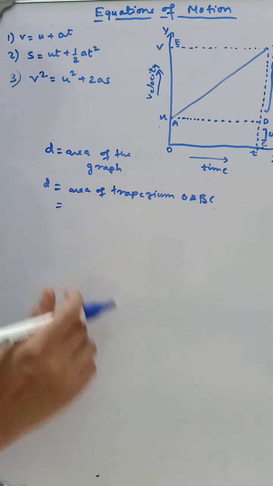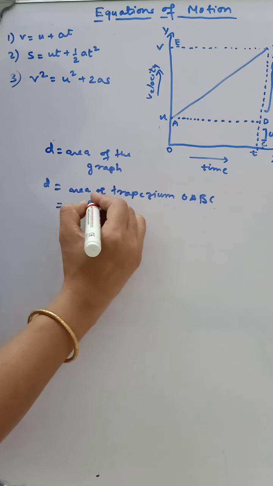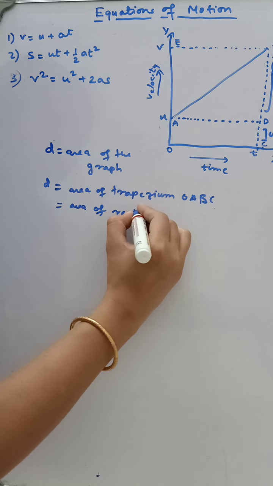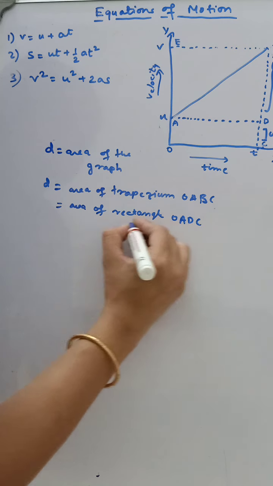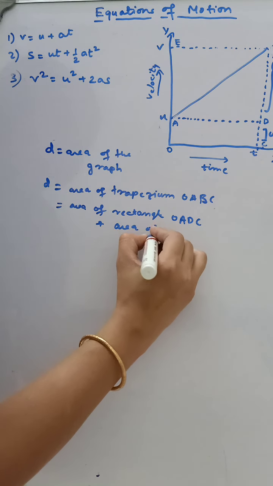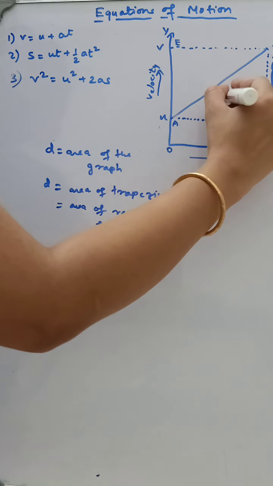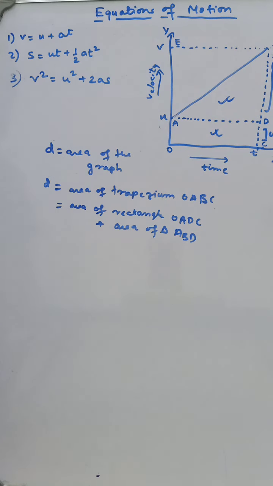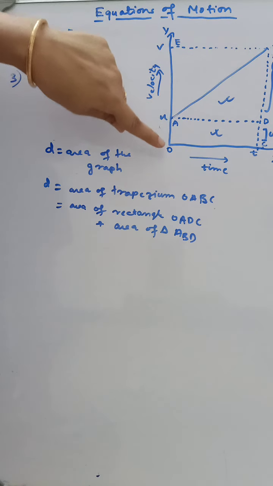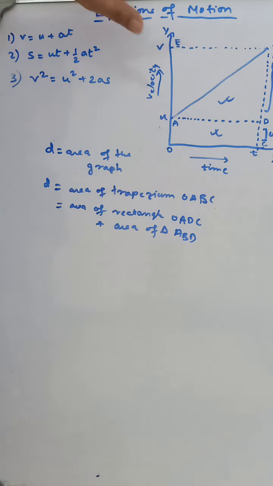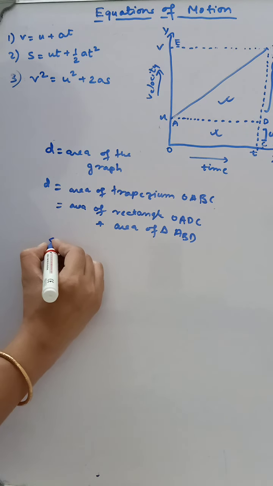We can also write, instead of trapezium, the area of rectangle OADC plus the area of triangle ABD. This is the area of the triangle and this is the area of the rectangle. If we add these two areas, we will get the area of the trapezium OABC, and this will give us the distance. So distance is written as s.